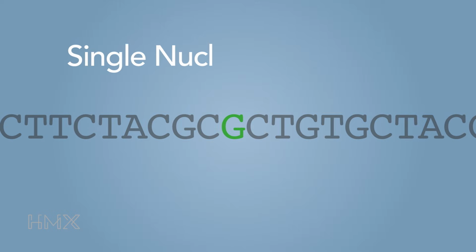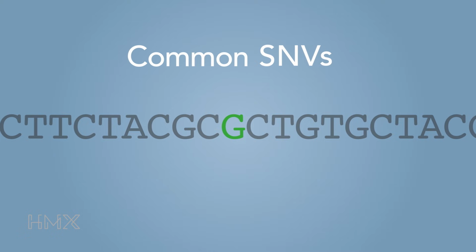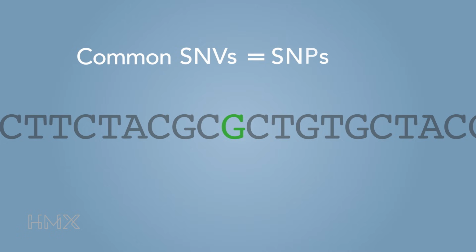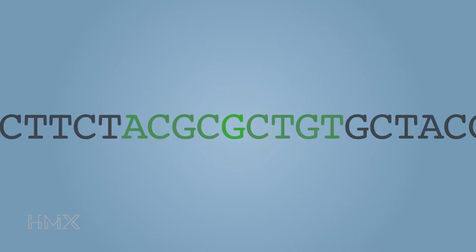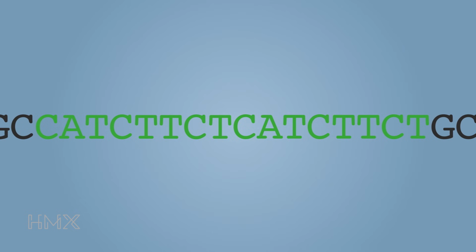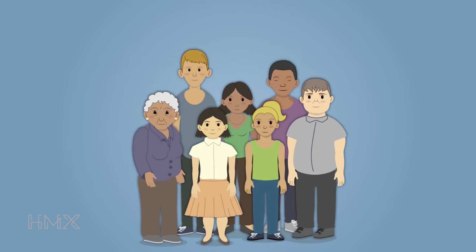Differences in DNA sequence are called variants, and those affecting a single position are called single nucleotide variants, or SNVs. Common SNVs that occur in more than 1% of a population are called single nucleotide polymorphisms, or SNPs. SNPs, along with larger-scale sequence changes like deletions, duplications, and rearrangements, create all the richness of human genetic diversity at the population level.